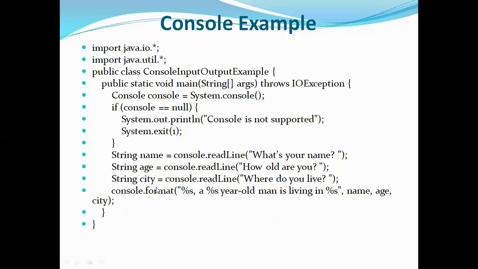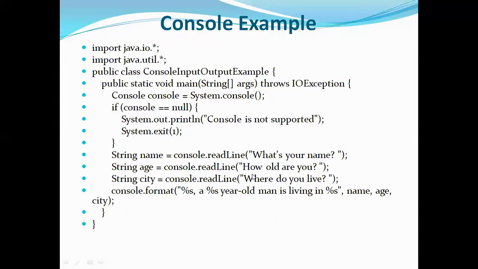In that case, what I am doing is taking a string name equal to the console object dot readLine, "What's your name?" So this is the string that is printed on the screen. Immediately if I type something, that will be read by this readLine method and stored in the string called name. Similarly, age: "How old are you?" I'll type something, it will be read using the readLine method, and stored in the variable called age. Similarly, the next one. On the whole, I'm reading three values here: name, age, and location of stay, that is, where do you live?